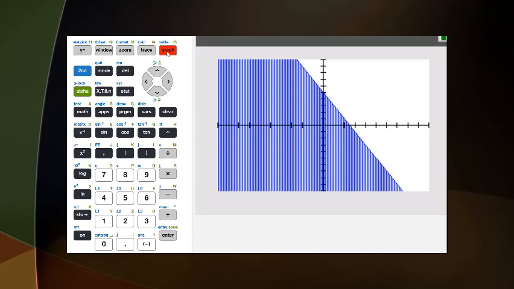Okay, so there's my shaded region, obviously. That's the solution to that. And I've got to know and remember that this is supposed to be a solid line right here.